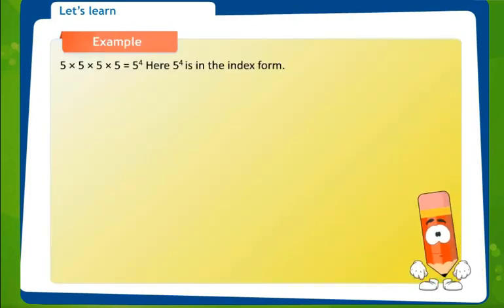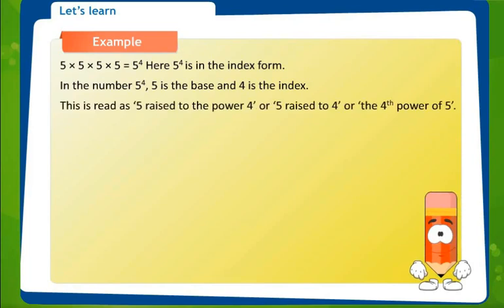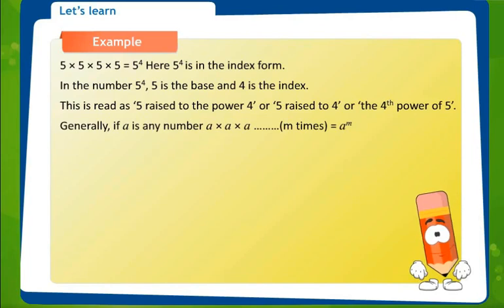Another example to drill in base and index: 5 is multiplied 4 times. This can be written as 5 raised to 4. 5 raised to 4 is the index form, and in the number 5 raised to 4, 5 is the base and 4 is the index. This can also be read as 5 raised to the power 4, or 5 raised to 4, or the 4th power of 5.